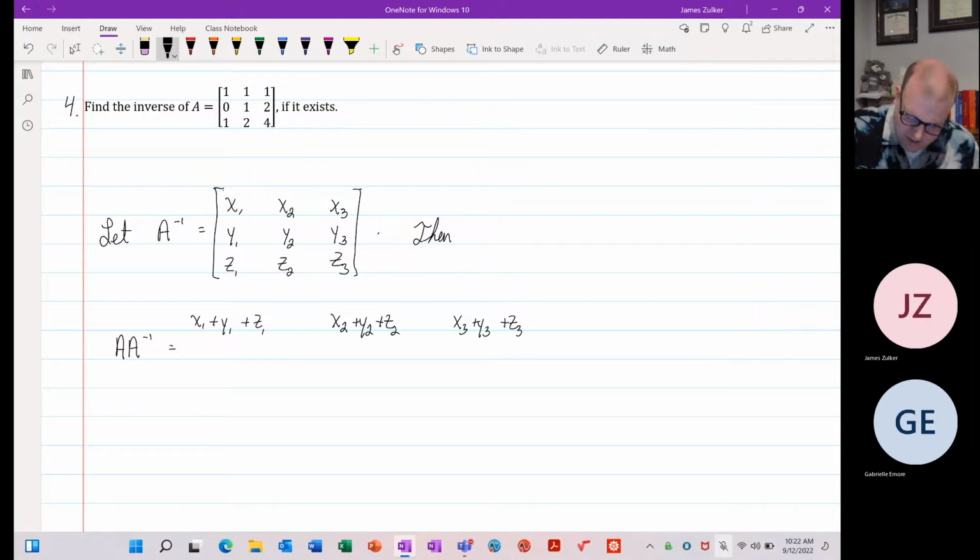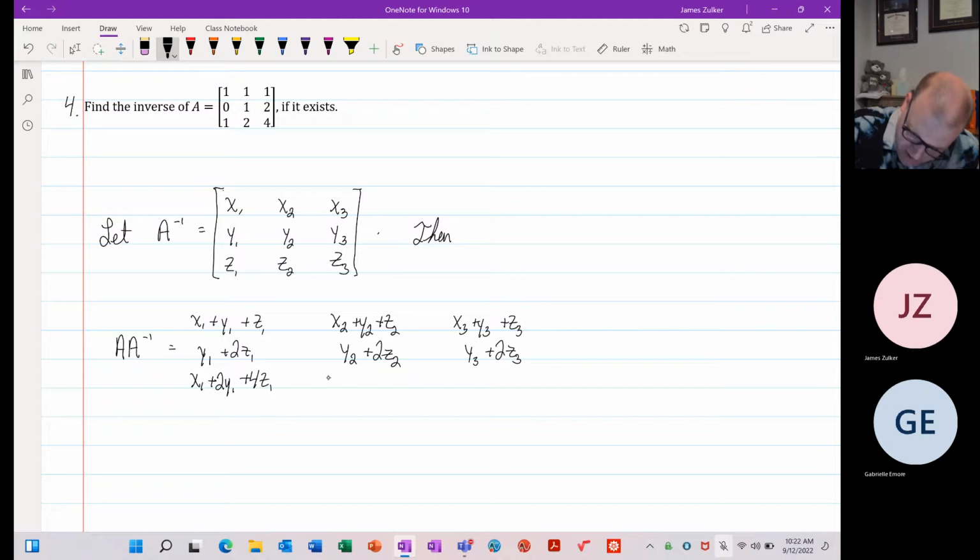Right, now row 2, y1 plus 2z1, y2 plus 2z2, y3 plus 2z3. And then finally, row 3 by each column, x1 plus 2y1 plus 4z1, x2 plus 2y2 plus 4z2, and finally, x3 plus 2y3 plus 4z3.